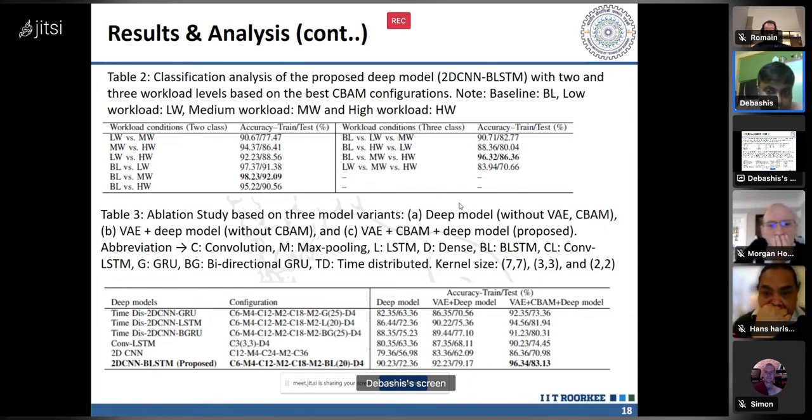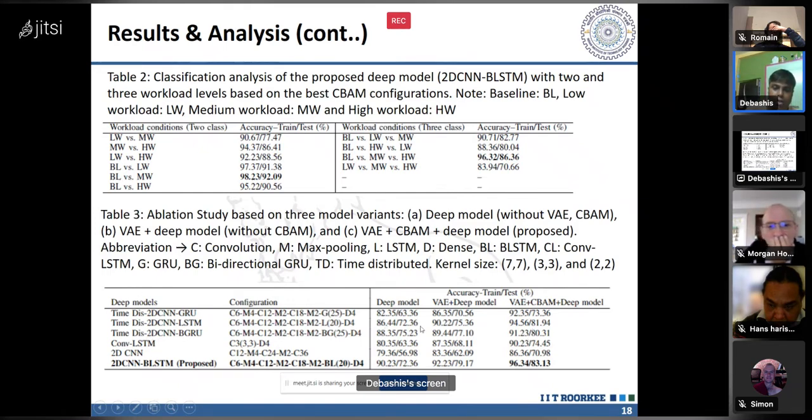As we use three models, that means the deep model, VAE and CBAM, it is very necessary to know which model is more important. So we separated each and every model and then checked how much the performance changed. In the bottom table, on the right-hand side, you can check how much accuracy is achieved if we use only the deep model. If we use VAE plus the deep model, then what is the accuracy, and if we use all three, then what is the accuracy.